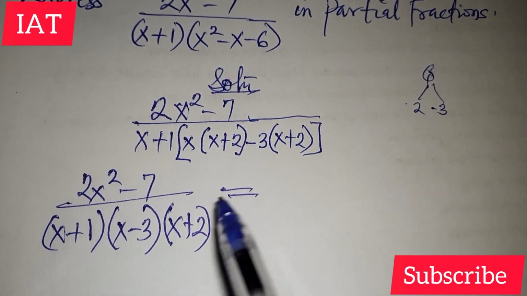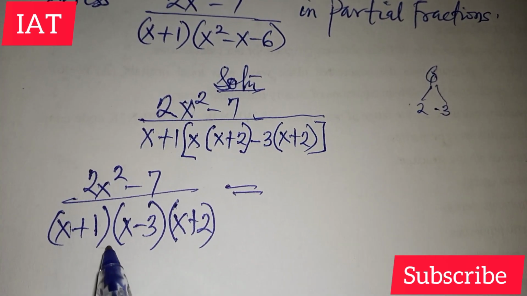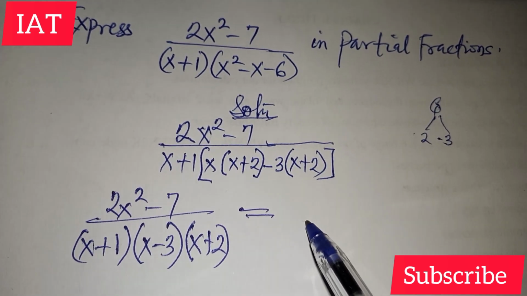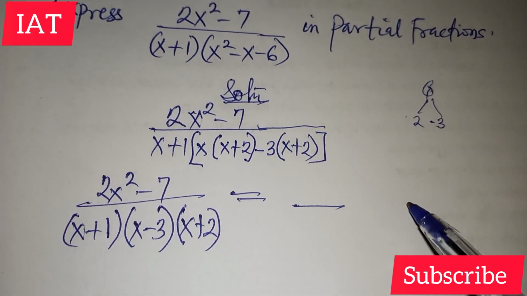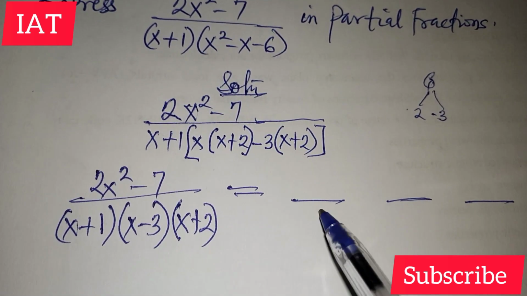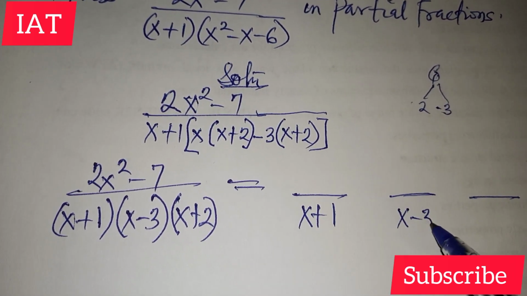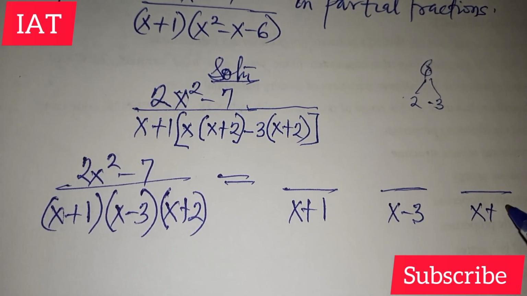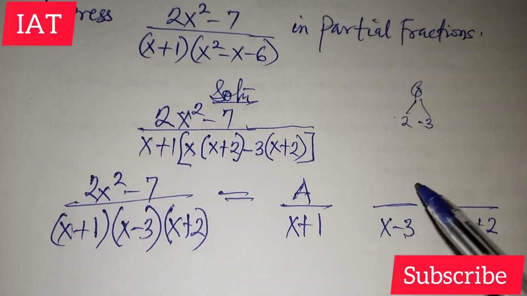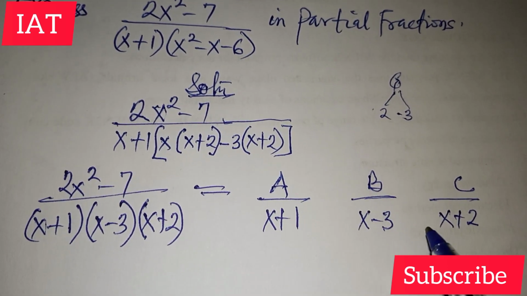The whole of this will be equal to, so we are having three different denominators, like three different terms here: first, second, and third. So it means I will have the first one like this, I will also have the second one like this, plus the third one like this. So I will assign the first one as x plus 1, the second one as x minus 3, and the third one as x plus 2. Then I will have to assign a constant to them, a, b, and c, because they are all linear factors.